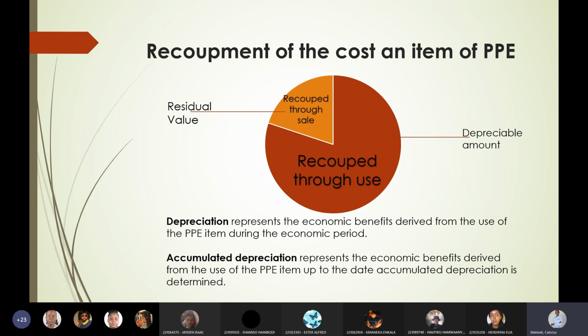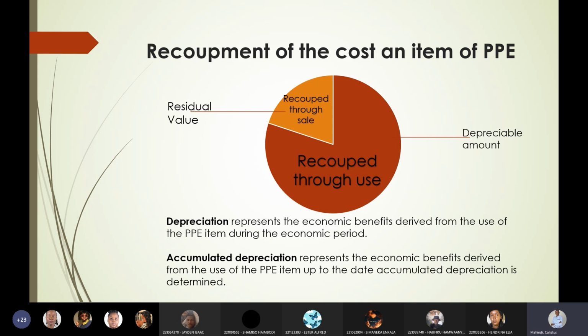All right. So the residual value is the amount that is expected to be obtained at the end of the useful life of an asset, by selling or disposing of the asset. Maybe you scrap the asset. So for example, you see the pie chart in front of you. We have an amount in the dark orange or red. The bigger portion of that pie chart is said to be the depreciable amount, and the smaller portion that is recouped through sale is said to be the residual value.